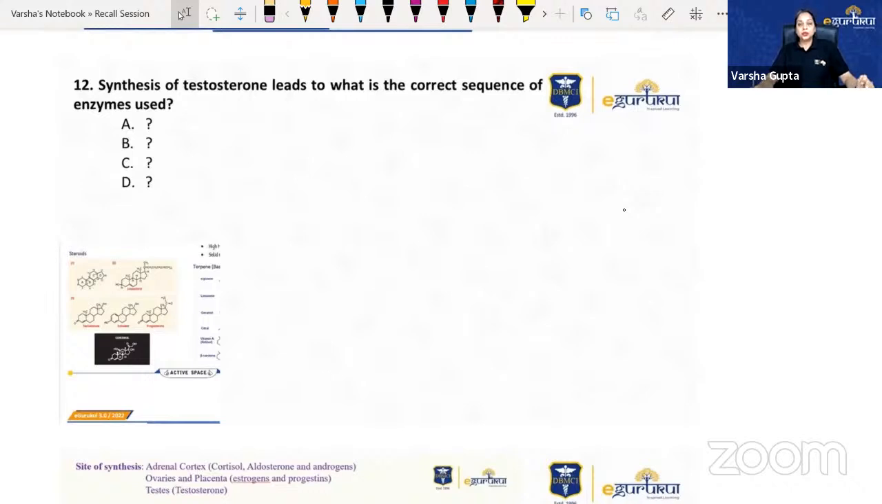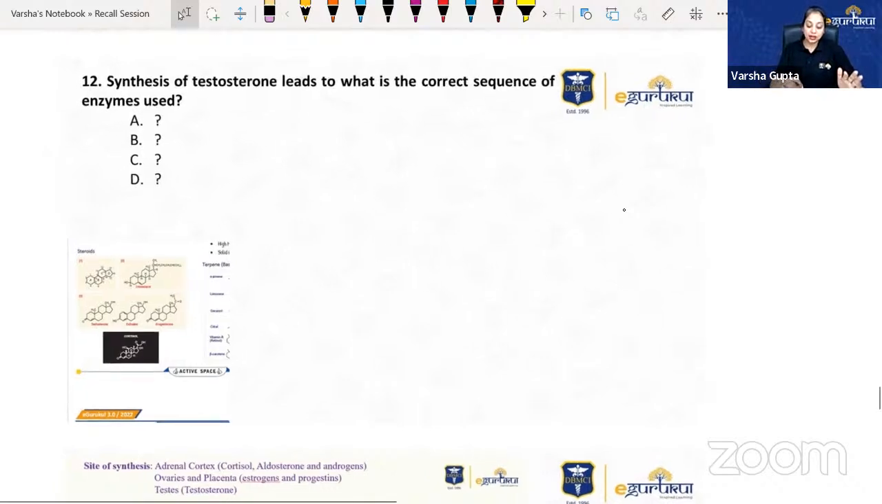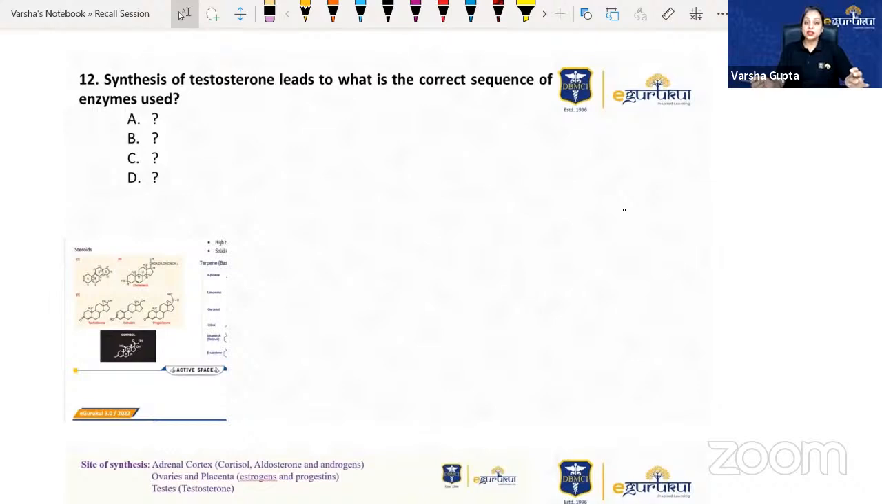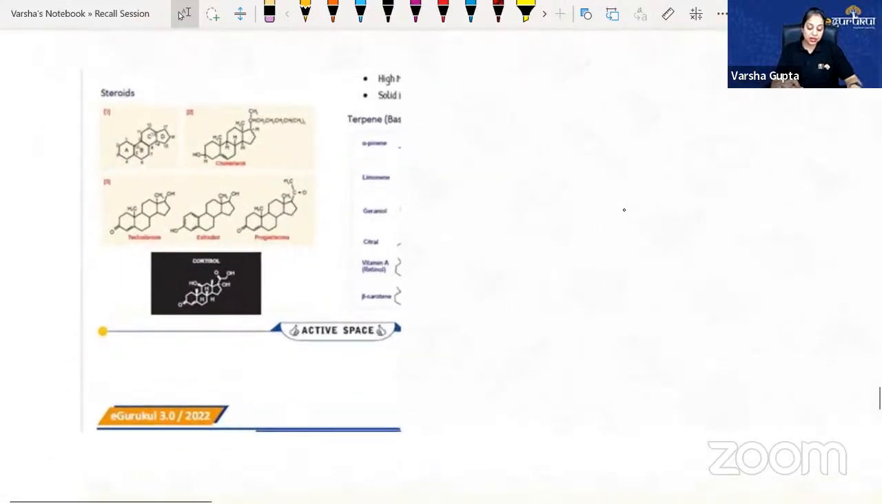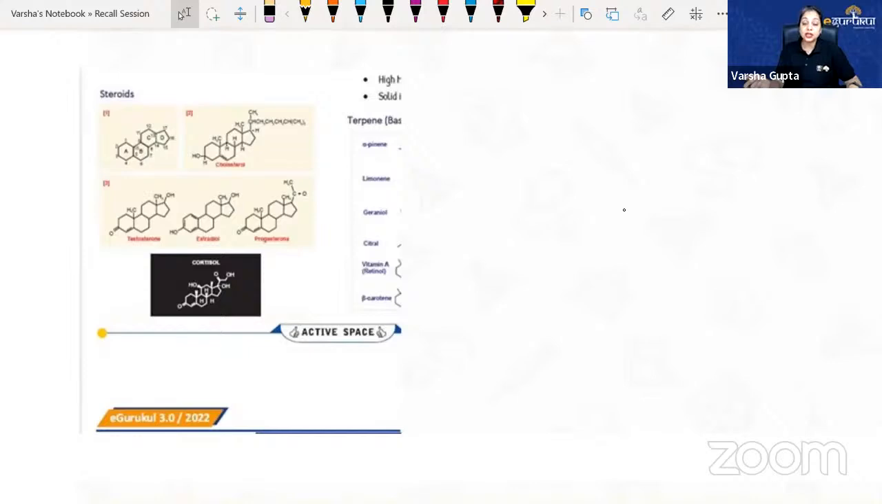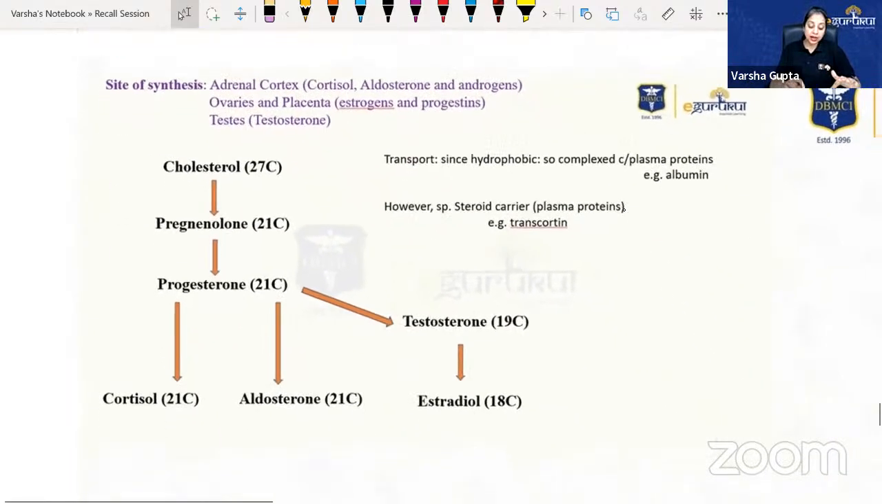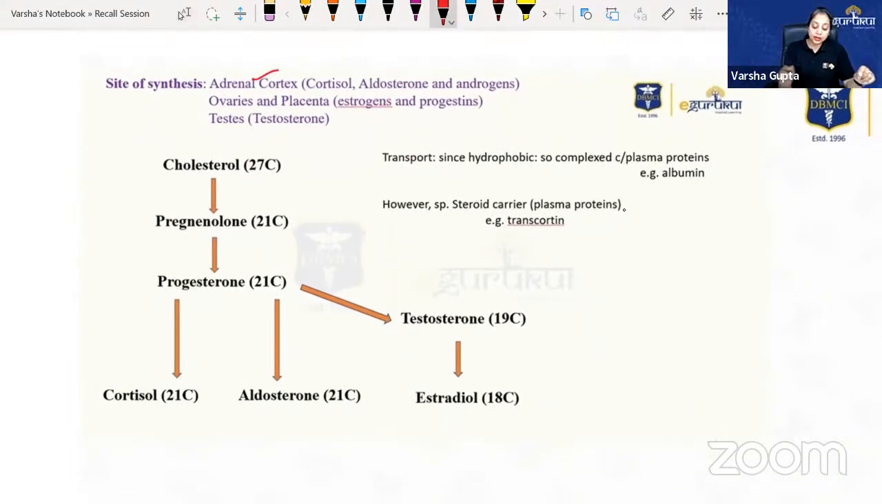Synthesis of testosterone, always a hit. They always ask you a question on this topic, right? The steroid hormones thing. What is the correct sequence of the enzymes used? Last time they asked you about the deficiency of the enzyme, right? And we have done this, that the various steroids, when we did the cholesterol also, testosterone, estradiol, progesterone, all these are steroids, and they are synthesized in the adrenal cortex, ovaries, placenta, testes, right? All the places. And that's the sequence in which they are synthesized.